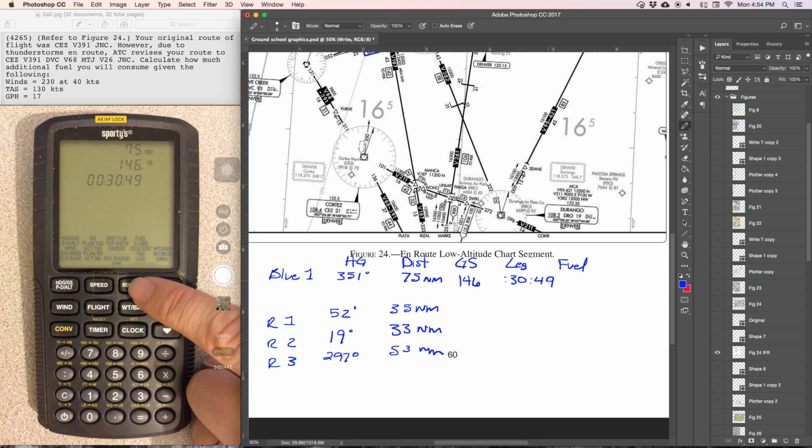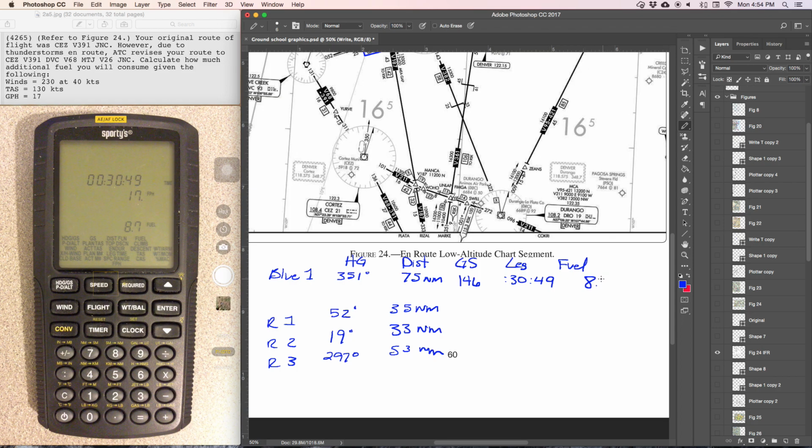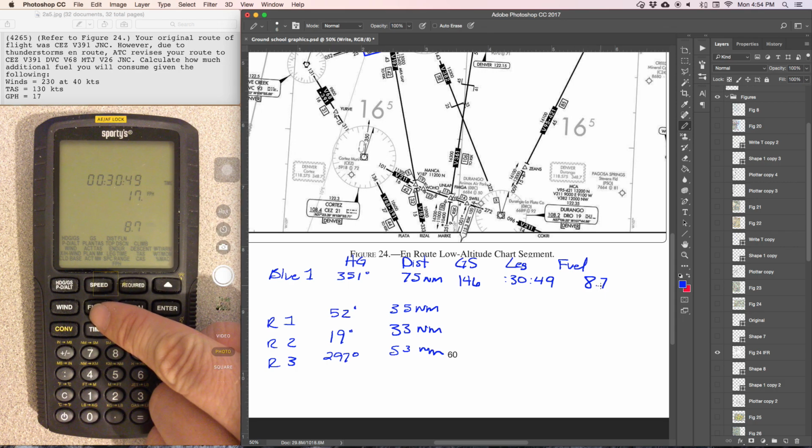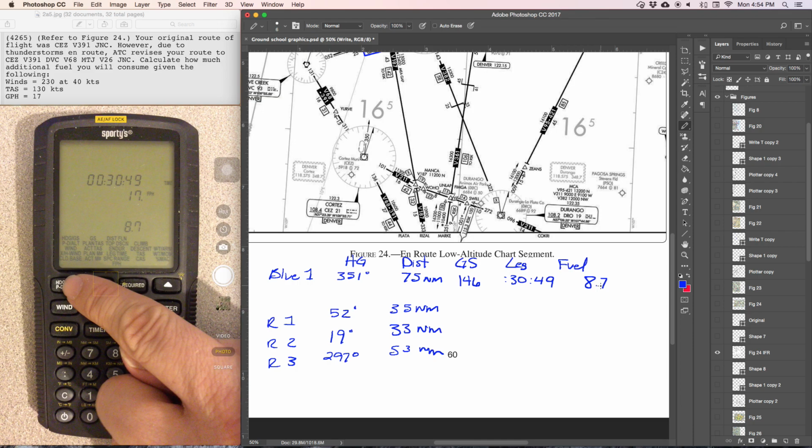Then we can go into fuel. Same information carries forward, so we have the 30 minutes and 49 seconds. Then we're going to need to enter the gallons per hour, which is 17 given in the problem. So we'll burn through about 8.7 gallons in this leg of the blue route, our original route. So now we'll just need to work the same problem for legs 1, 2, and 3 of the red route.